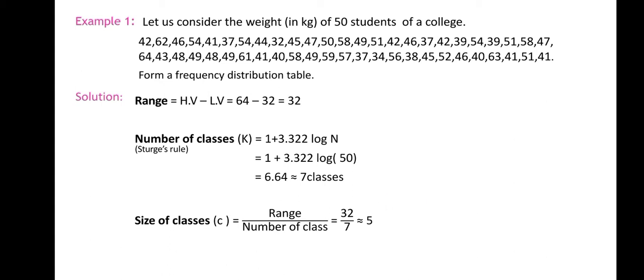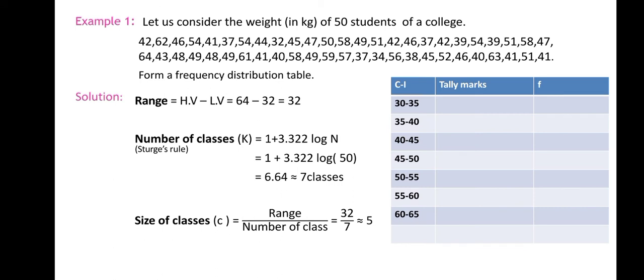Okay. So after calculating this, let us form the frequency distribution table. First we have to write down the class intervals. See here the lowest value is 32 and the highest value is 64. So let us start the class intervals from 30 to 35, 35 to 40, 40 to 45, 45 to 50, 50 to 55, 55 to 60, 60 to 65.